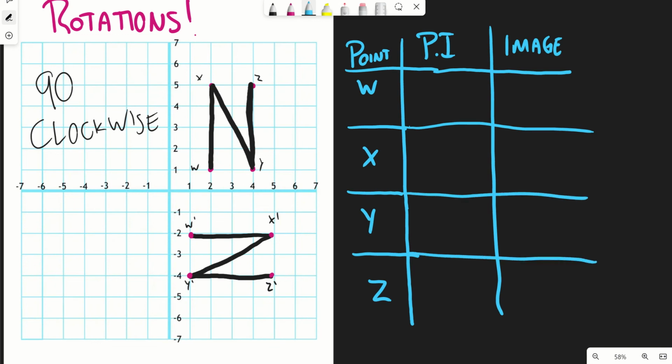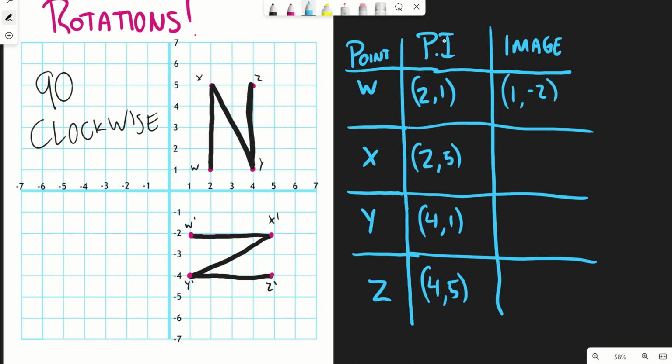Let's see how this looks here. So the coordinates for my pre-image, W is at 2, 1. X is at 2, 5. Y is at 4, 1. And Z is at 4, 5. That's my pre-image. My image, I have W at 1, -2. X is at 5, -2. Y is at 1, -4. And Z is at 5, -4.